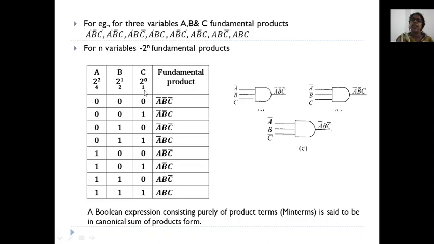Okay. And if it is 4 variables, what will happen? Here one more column will be there, and it will be 2 raised to 3 position, that is 8. That time the code will be 8 4 2 1. That time we have to start from 0 0 0 0 to 1 1 1 1. That is, we can write from 0 to 15, since 8 plus 4 is 12, plus 2 is 14, plus 1 is 15.